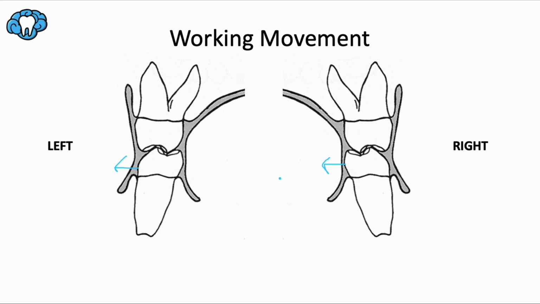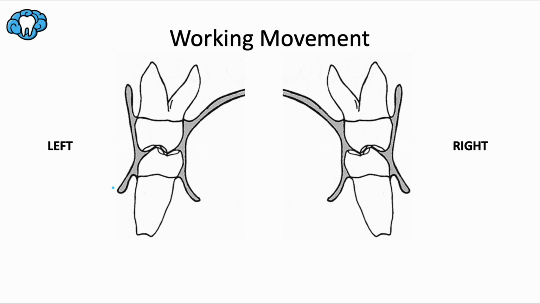So what can this mandible really do? Well, it can open and close, so these teeth can move up and down. It can slide forward and back, which we'll talk about more later, and it can move from left to right. And that's what we're going to focus on right now. The simplest way to think about working movement is the side matches the direction of movement.